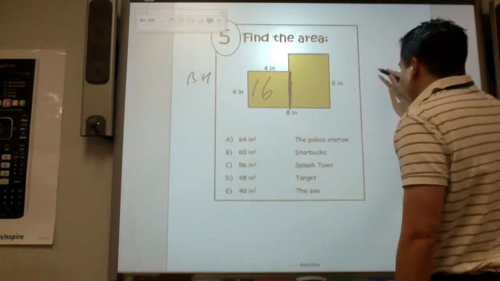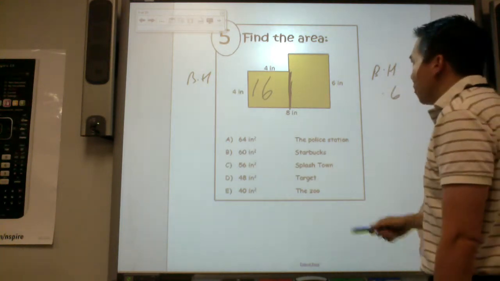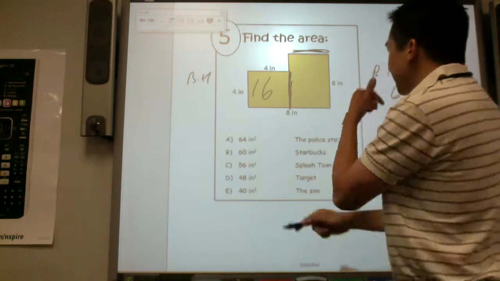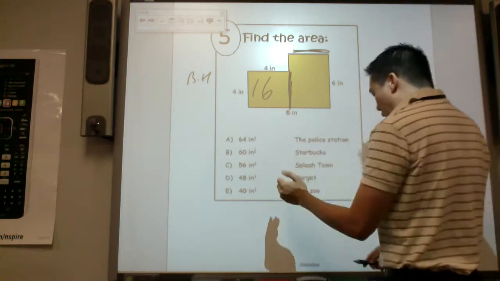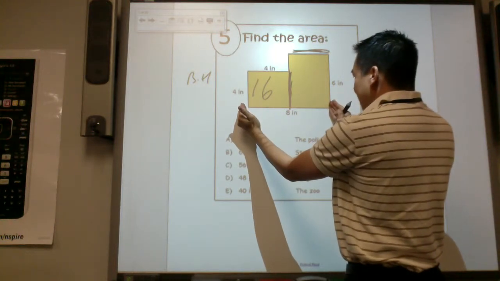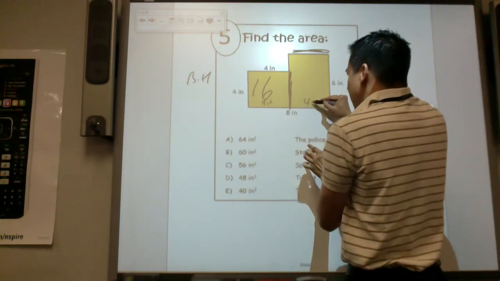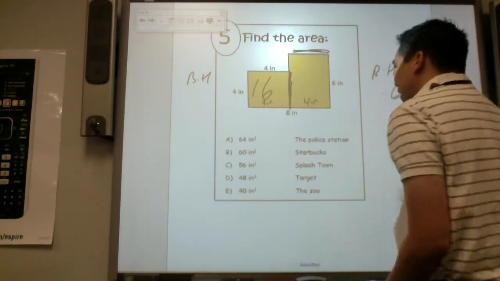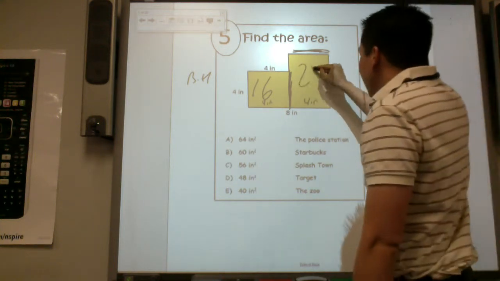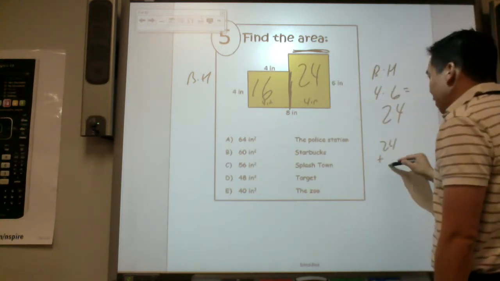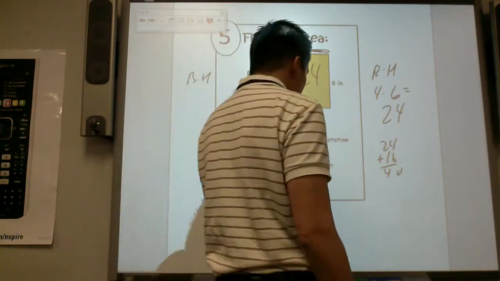This is a rectangle. To find the area of a rectangle, you multiply the base and height. The height is 6, but what is this base here? Oh, from end to end is 8 inches. And from here to here, this is 4 inches. So this must be 4 inches. Plus, if I fold the paper in half, they are the same size. So that is 24. So together, the area is 40. It is E, the zoo.